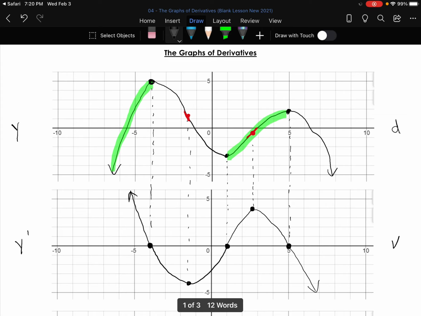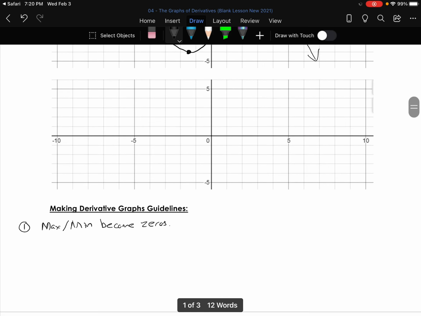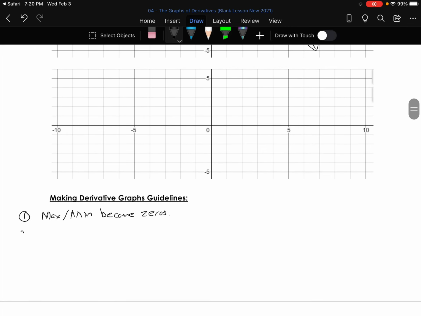Okay, so there's a lot of talking there, and so I want to break that down into points. What we decided is when it's increasing becomes positive derivative. And that's not new. We saw that before. But it is important to highlight that here.